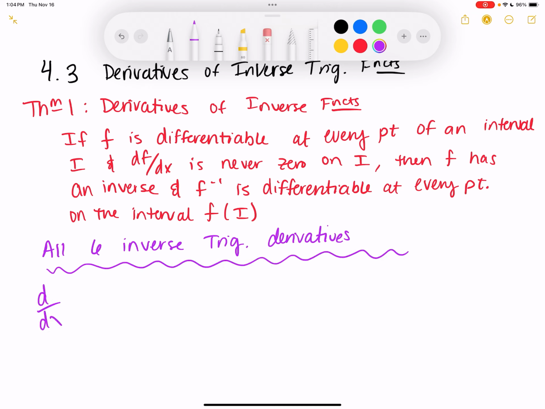d dx of the inverse sine of x is equal to, and it would be the same thing if it's written as arc sine or sine to the negative 1. It means the same thing, just FYI. Is equal to 1 over the square root of 1 minus x squared.